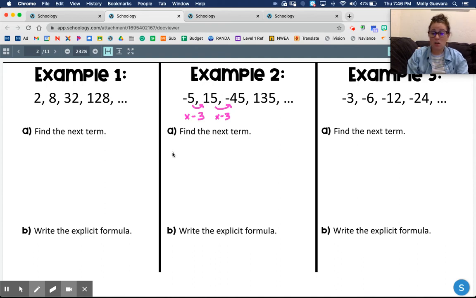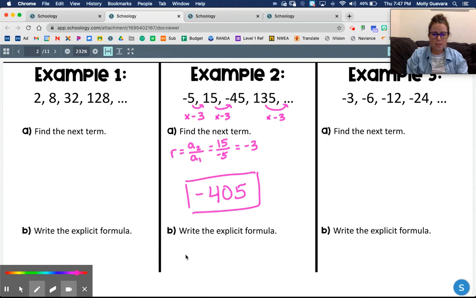But again, if I couldn't figure it out by looking at it, I would use that ratio of my second term divided by my first term, which would get me 15 divided by -5. Sorry, I'm ahead of myself. 15 divided by -5 equals -3. So that means every single time I multiply by -3. So to get to my next term, I have to multiply by -3. So 135 times -3 is -405. So that is the next term in the sequence.